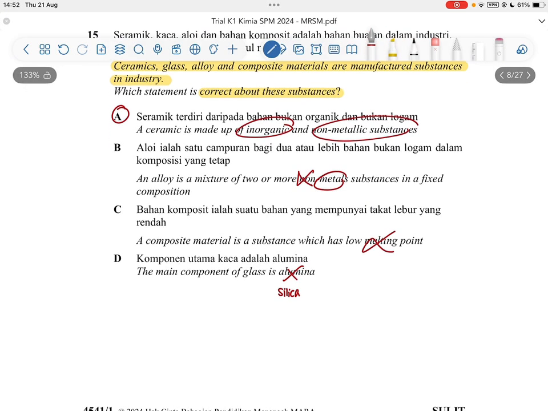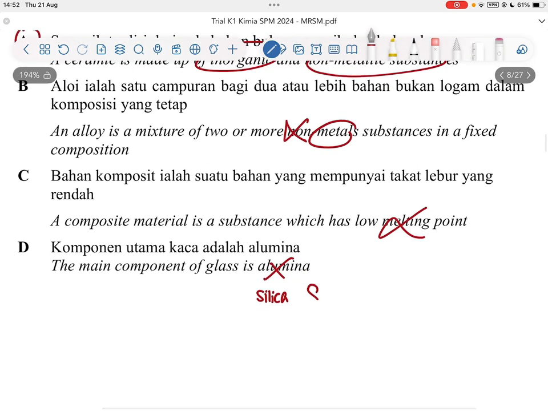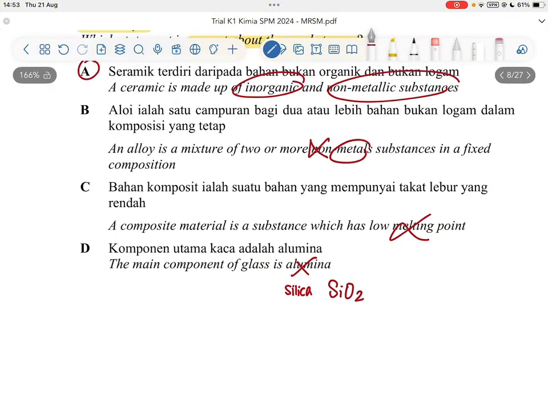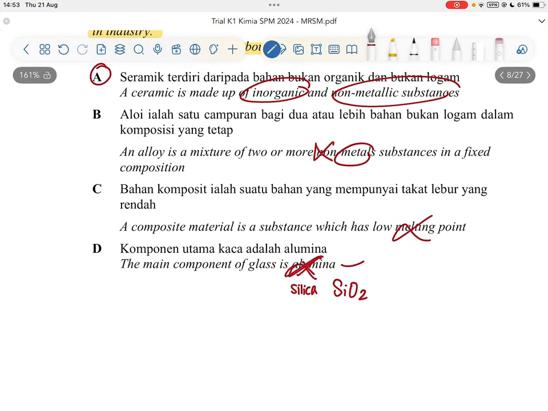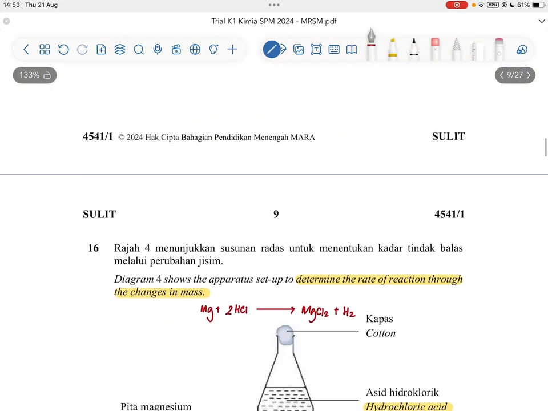C. A composite material is a substance which has low melting point. This is wrong because it's not relevant to the question. D. The main component of glass is silica, which is SiO2. It's not alumina. Alumina is actually aluminium. So glass is definitely not made up of aluminium.